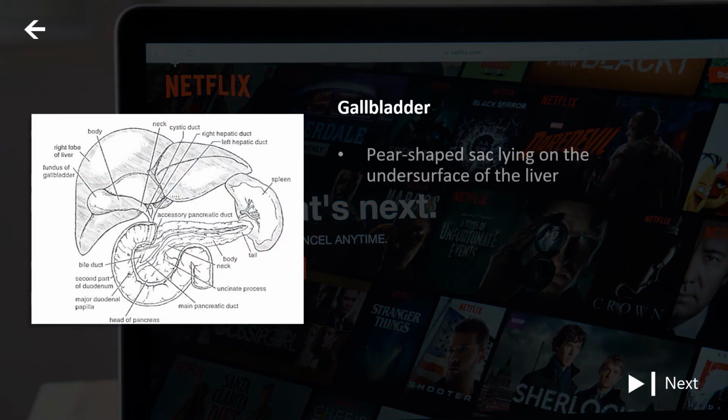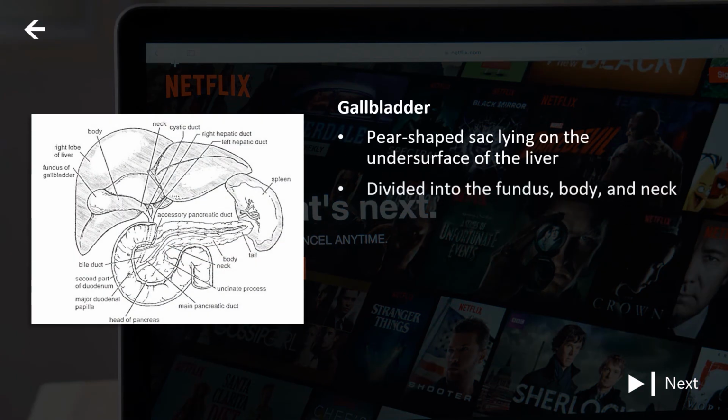The gallbladder. The gallbladder is a pear-shaped sac lying on the undersurface of the liver. It has a capacity of 30 to 50 ml and stores bile, which it concentrates by absorbing water. The gallbladder is divided into the fundus, body, and neck. The fundus is rounded and projects below the inferior margin of the liver, where it comes into contact with the anterior abdominal wall at the level of the tip of the ninth right costal cartilage.